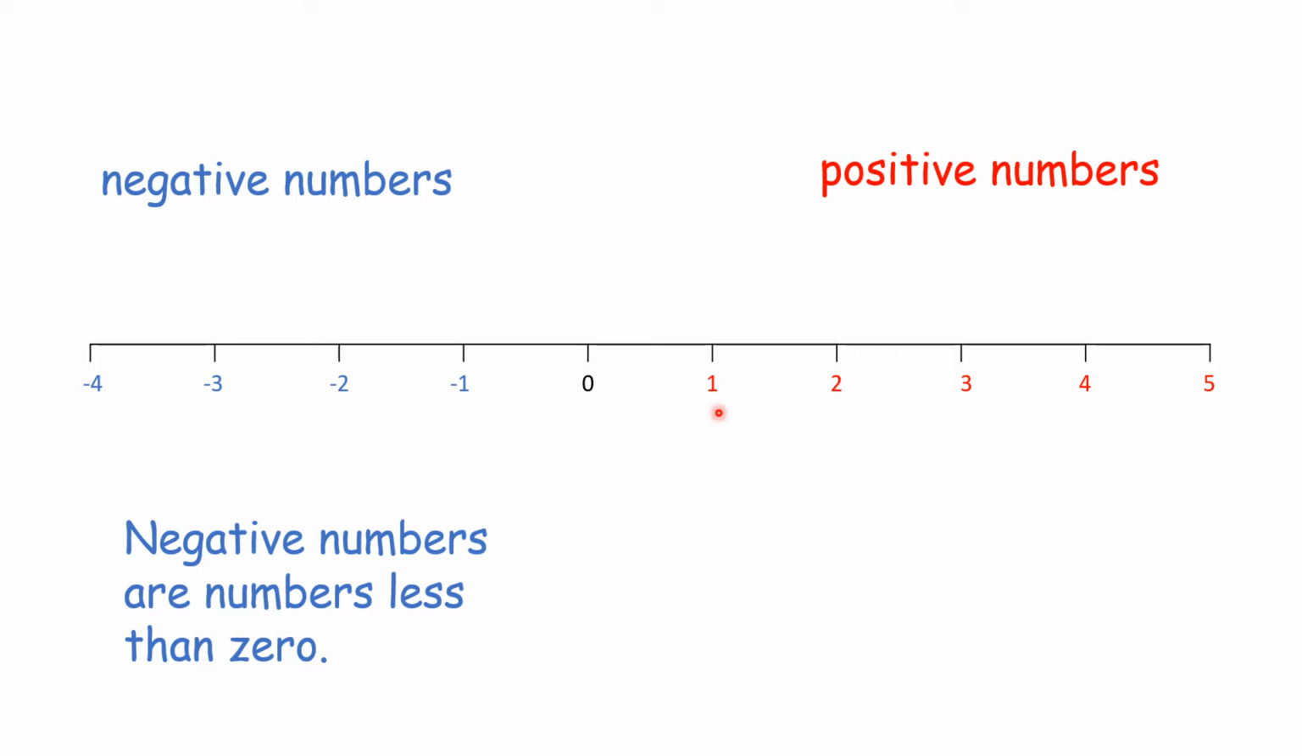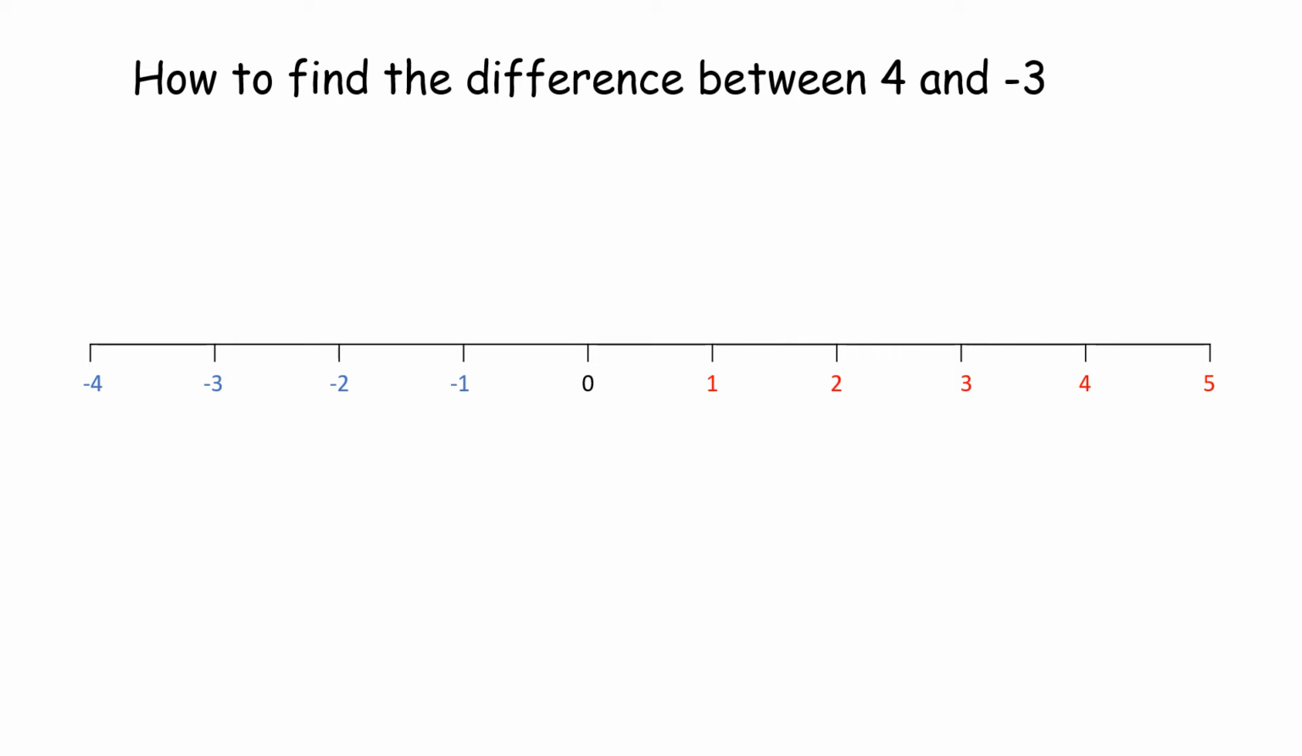We can see the positive numbers that we're all very familiar with, 1, 2, 3, 4, 5, and they're going off in that direction. But then also less than 0, we have these numbers, -1, -2, -3, -4. And these are the numbers we're particularly thinking about in this video. So we're going to work through a few problems. The first one we're going to start with is how to find the difference between 4 and -3.